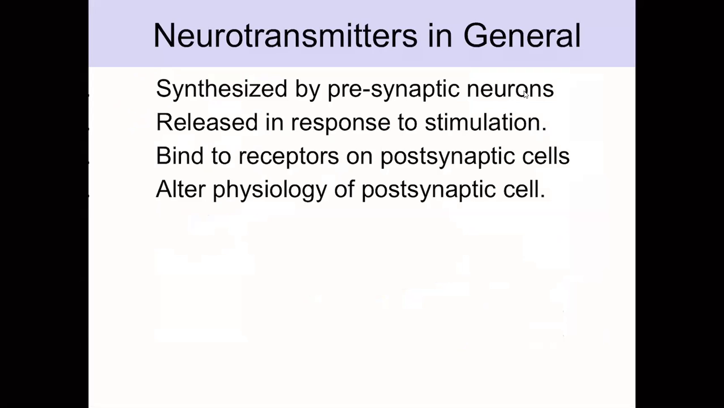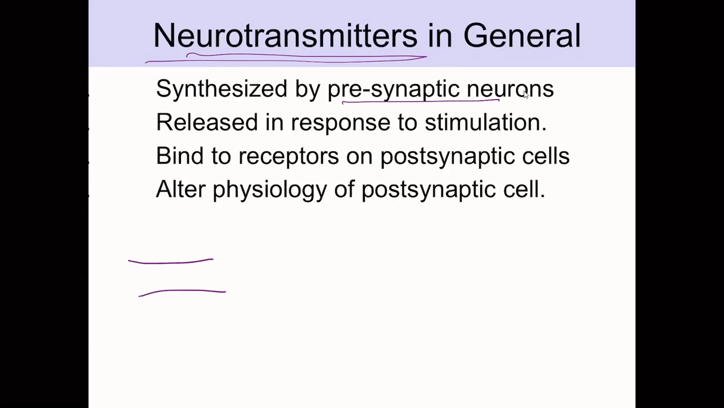Okay, now neurotransmitters in general. When we talk about the chemical structure of a neurotransmitter, a neurotransmitter in general is going to be made by a presynaptic neuron. They get released when that is stimulated. They're going to bind to the postsynaptic cell and change something in the postsynaptic cell.